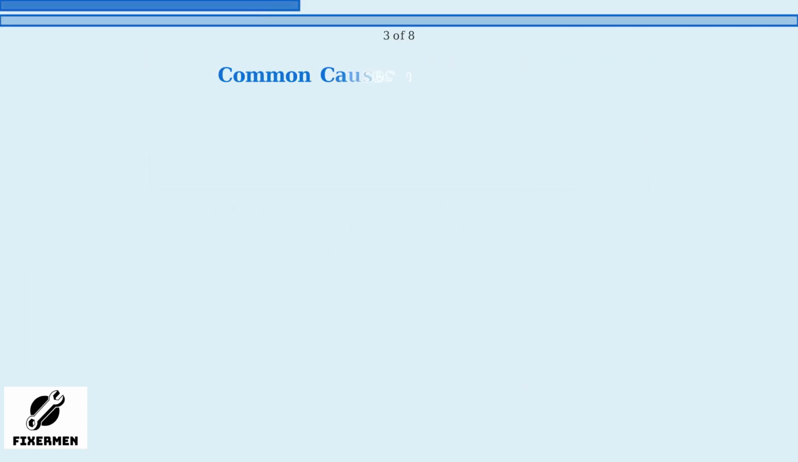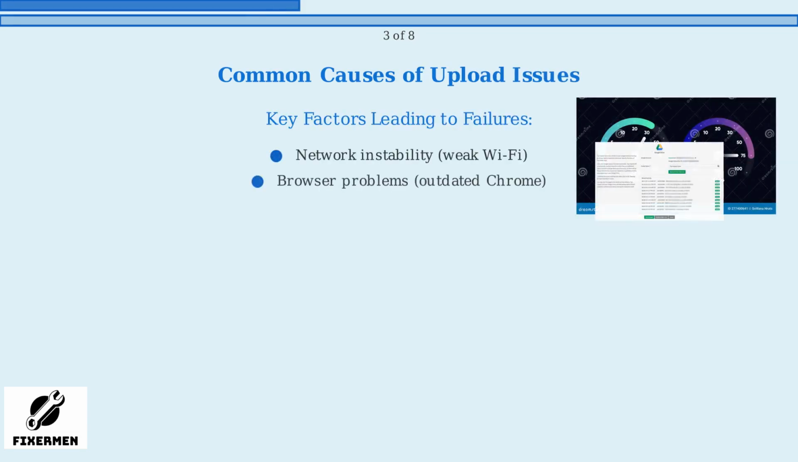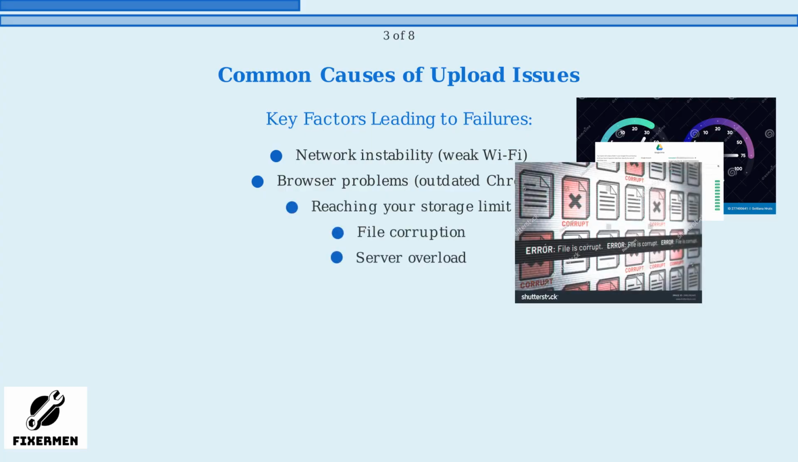Several factors can cause upload failures in Google Drive. Network instability, such as weak Wi-Fi, often interrupts the upload process by dropping connections. Browser problems, like using an outdated version of Chrome, can lead to compatibility issues that prevent files from uploading properly. Reaching your storage limit stops uploads because there's no space to store the files. File corruption occurs when data is damaged during transfer or creation, making it unreadable. Server overload happens during high traffic periods when Google's servers can't handle the volume of requests.